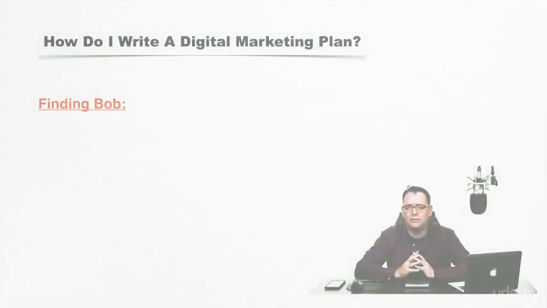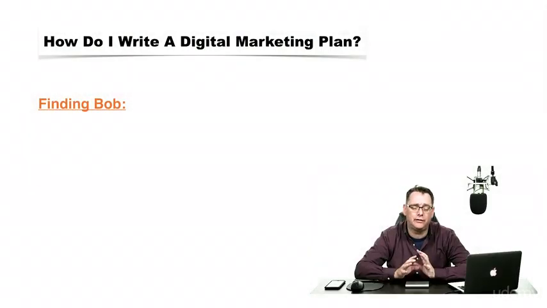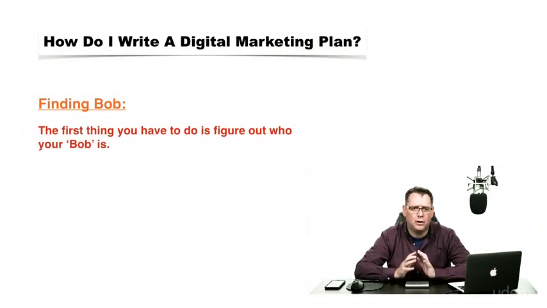How do I write a digital marketing plan? Well, the first thing we have to do is concentrate on finding Bob. The very first thing we have to do is figure out who our Bob is.